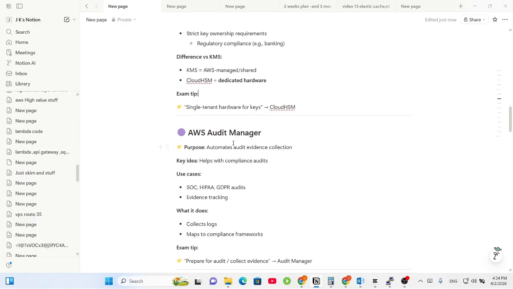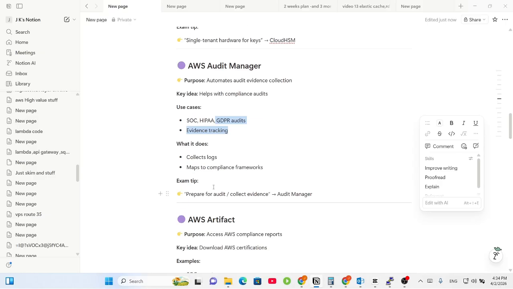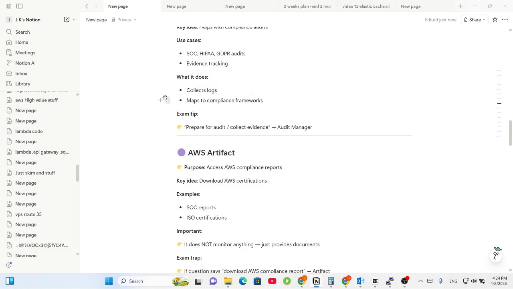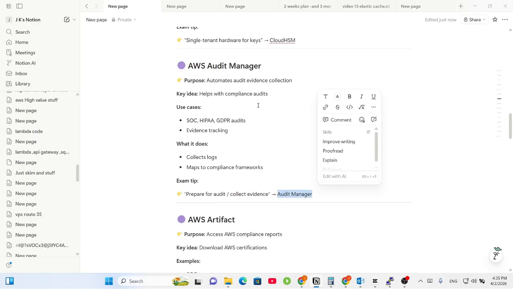And AWS Audit Manager automates audit evidence collection. Okay, helps with compliance audits. Use cases: HIPAA, GDPR, evidence tracking. What it does: collects logs, maps to compliance frameworks, prepares for audit, collects evidence. That's Audit Manager basically.